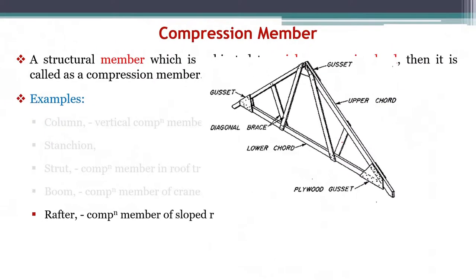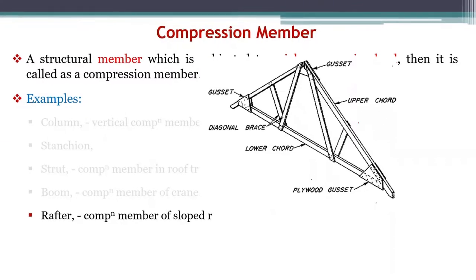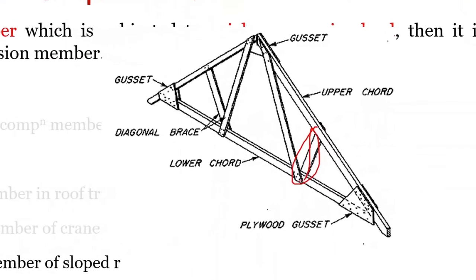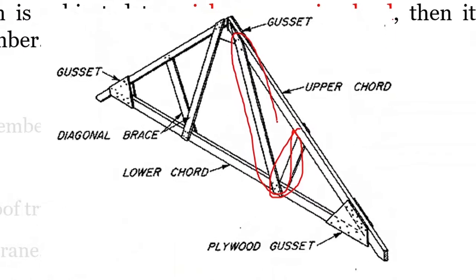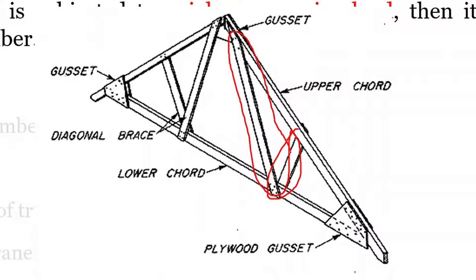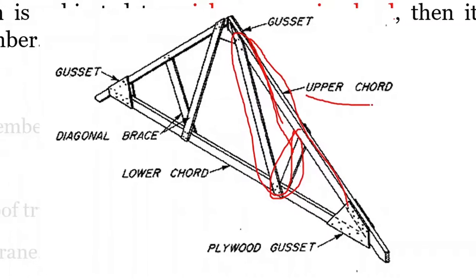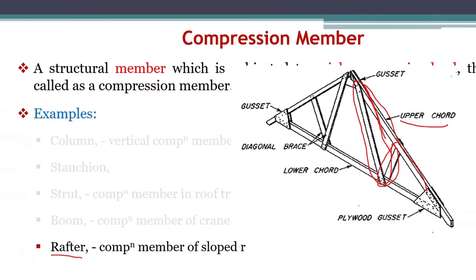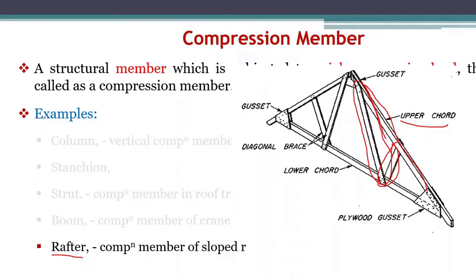Again, we have a picture of the same roof truss, and in the roof truss, the members in the middle are either tension or compression, as we have discussed already. If it is a compression member, then it is called a strut. The member which is on the top is called the upper chord or a rafter. Rafter is also a compression member.